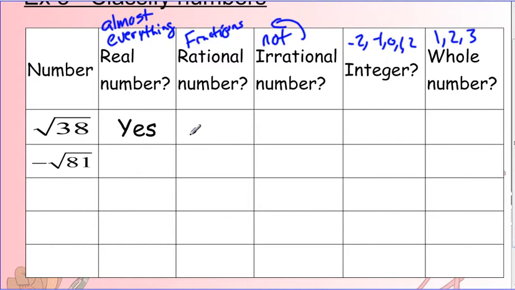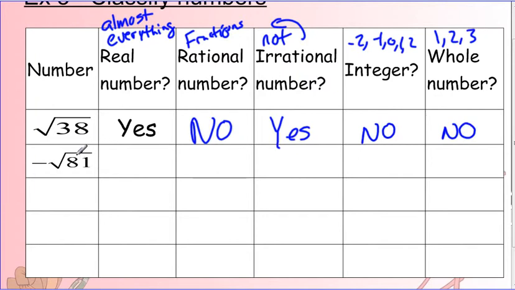No. So is it a rational number? No. The only time we're going to get rational numbers from square roots is if it comes out to a nice, pretty number. Is it irrational? Well, yeah. If it's not rational, it's irrational. These two things are literally opposites of each other. Integer? No, it's not a whole number. Whole number? No, it's still not a whole number.